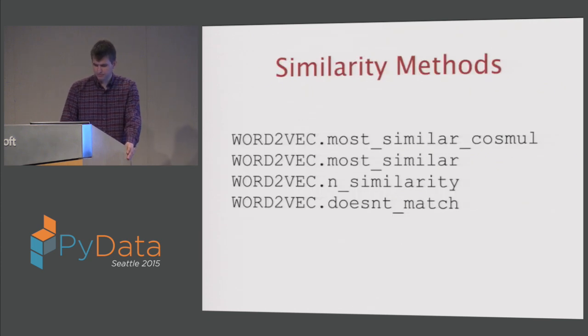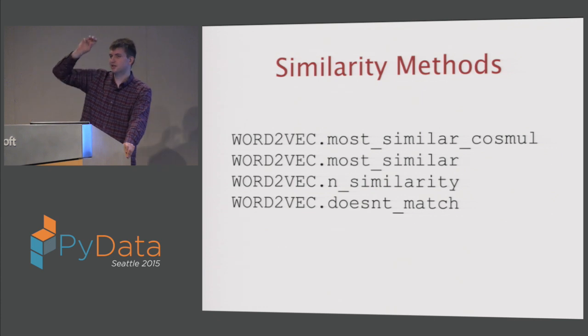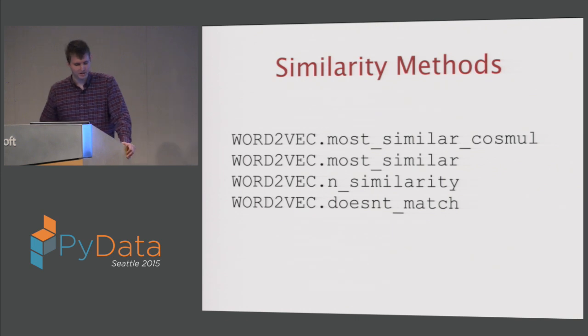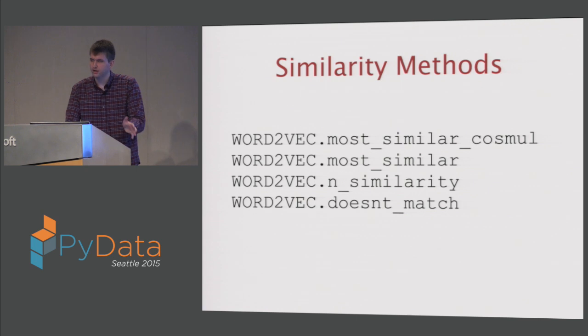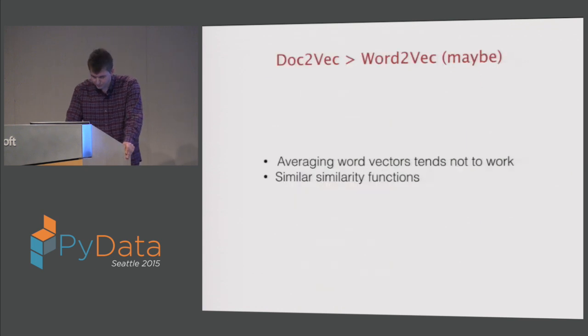So in terms of similarity methods, there are a lot that are available. There's most similar cosine, there's most similar, there's n_similarity, and there's doesn't match, which I think is kind of cool. I don't know if you ever played the game when you were like 6 years old, where you had a cucumber and then a banana and then an apple and then an orange, and it's like, well, which one of those is least similar or doesn't match the rest? I was probably jaded as a child, so that's Word2Vec, and it tends to work pretty well.